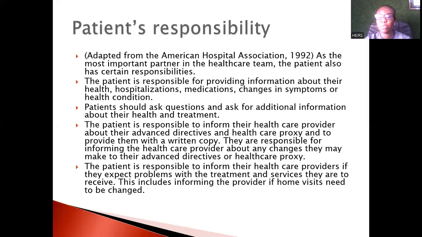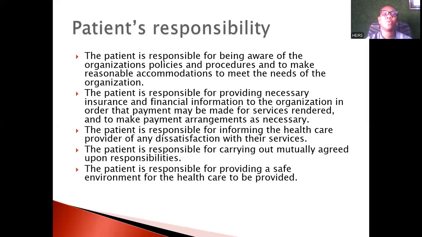This includes informing the provider if home visits need to be changed. Maybe it's not comfortable, the timing is just not suiting them, or they're not pleased with the services being offered by the caregiver. It is the responsibility of the patient to bring that to the healthcare team. Okay, so your patient is responsible for being aware of the organization's policy and procedure and to make reasonable accommodations to meet the needs of the organization.